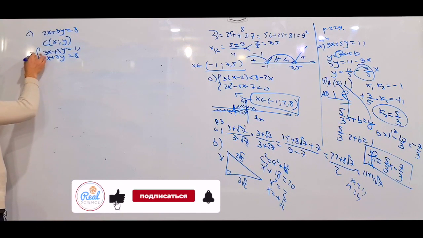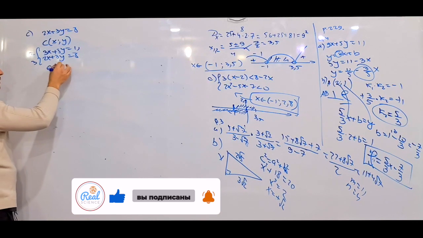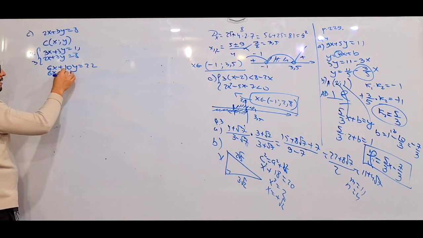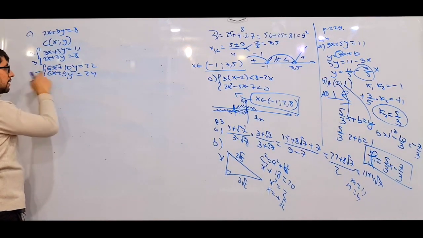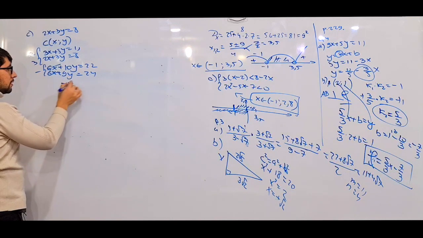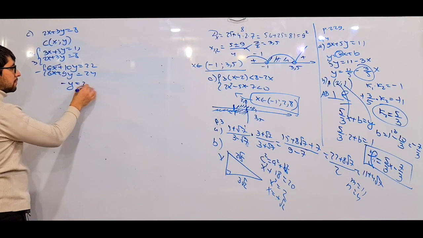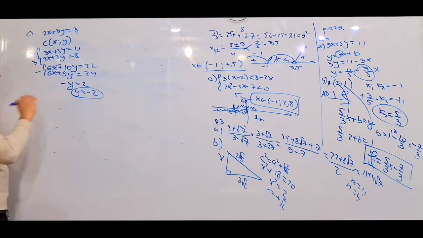Elimination method. 2 times, 3 times. I want to eliminate x values. 6x plus 10y equals 22. 6x plus 9y equals 24. Subtraction. 10 minus 9, y equals, right? 24 minus 22, 2. So y equals minus 2.